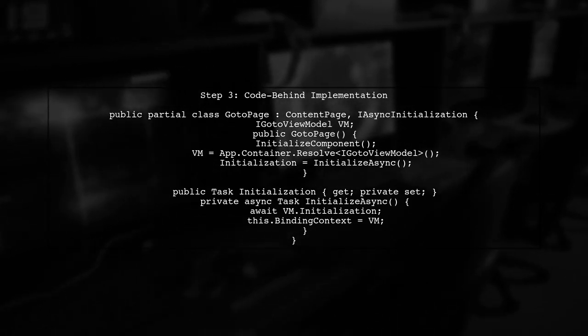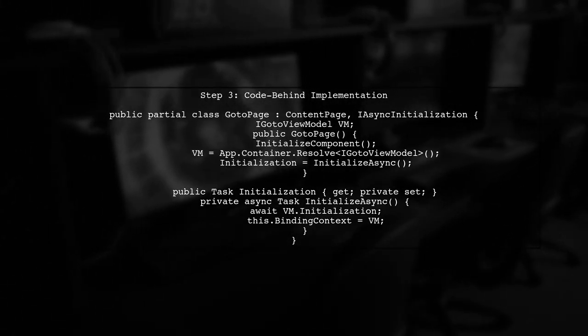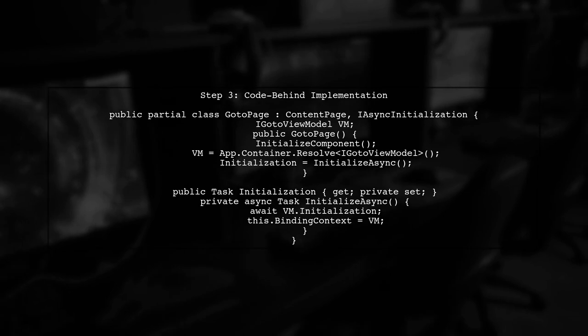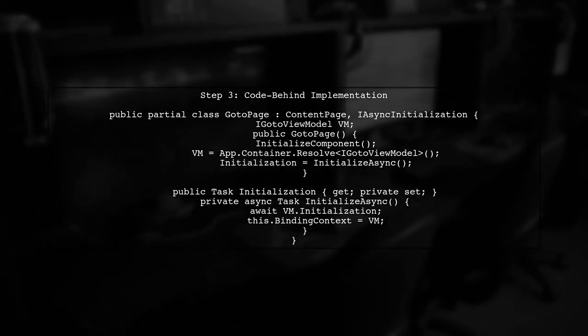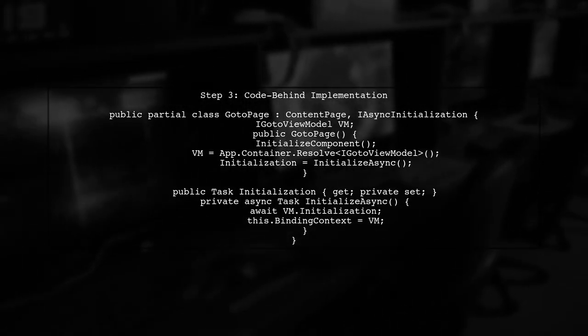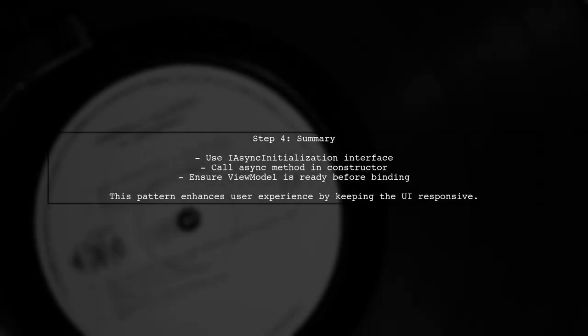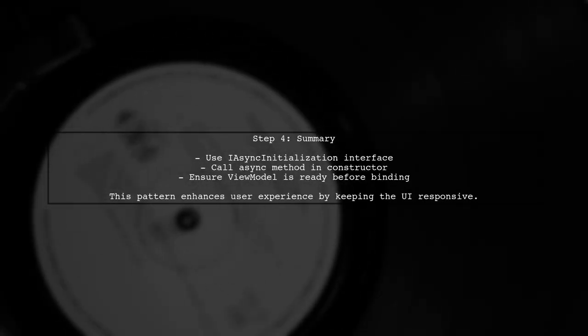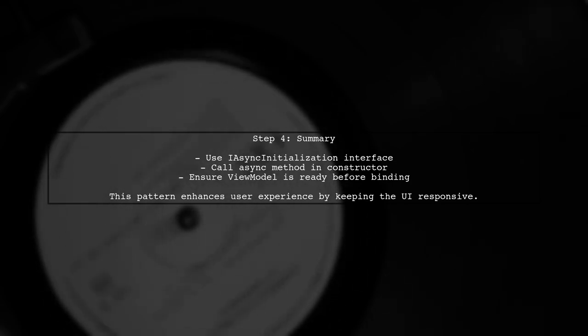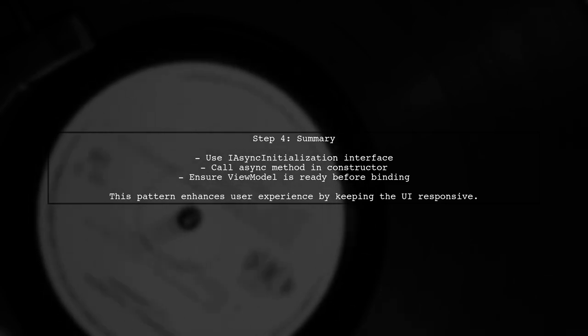Now, let's move to the code behind of the XAML page that uses this ViewModel. We will also implement the IAsyncInitialization interface here. Finally, this pattern ensures that your ViewModel is initialized asynchronously and safely, allowing you to handle any data fetching or setup without blocking the UI.